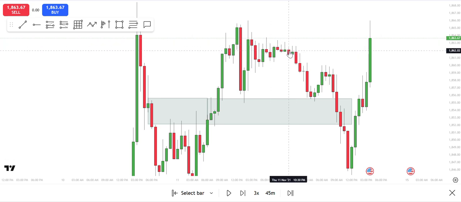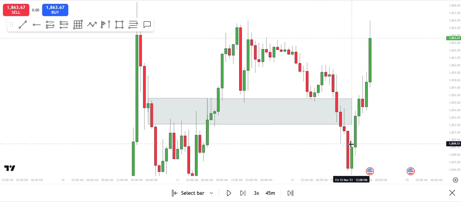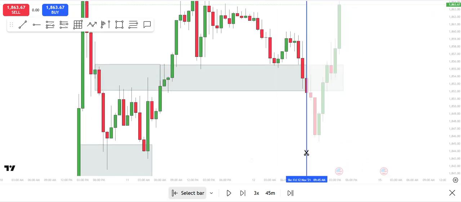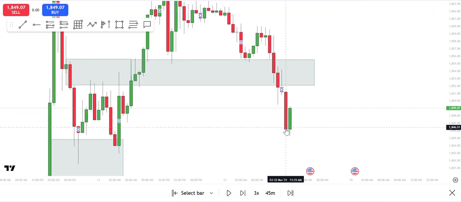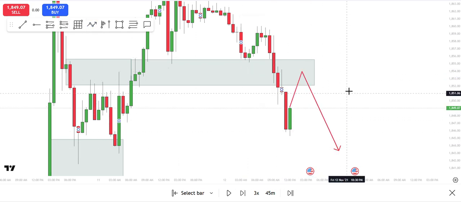So now we see that price was rejected from the supply, and then we came down and touched it again. That means that there was still some demand in there. And then we went up here again, and then we broke that zone. So whatever demand was in that zone had been broken here. And so the next thing we will expect is, let's see if price is going to try and do something like this, and then we continue the sell.